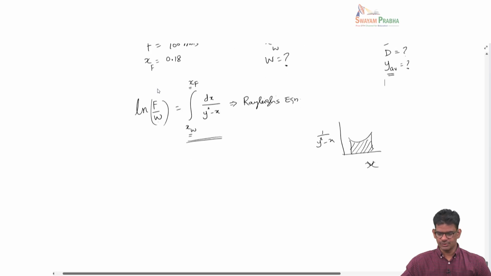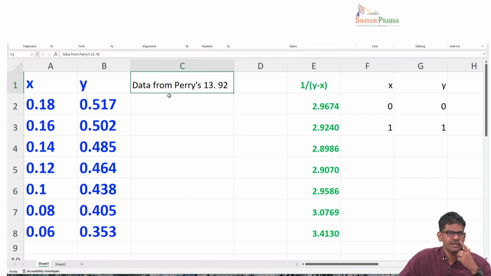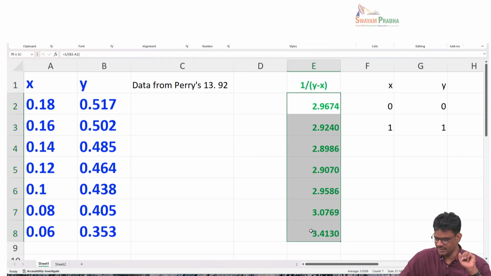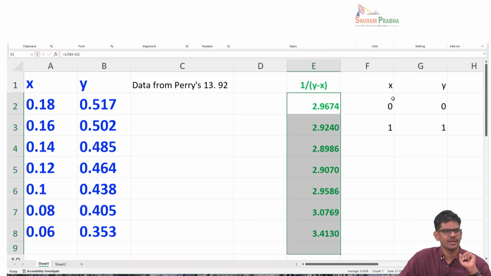So let me also show you. If you see, I am taking x values from 0.18 to 0.06 because this is the range of integration that I am interested in. I am not really interested in data outside this range. So to minimize my effort, I am taking only the x values in this range, and these are the corresponding y values. And this data you can get from Perry's handbook or any other data book. So we know x versus y, and then I can calculate 1 over y minus x, and then I can plot x versus this function.